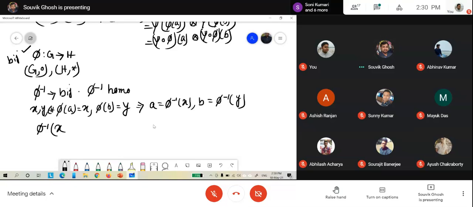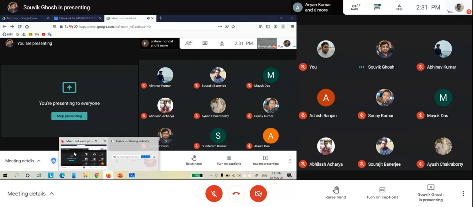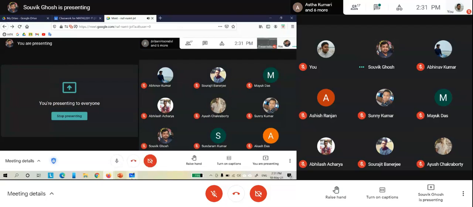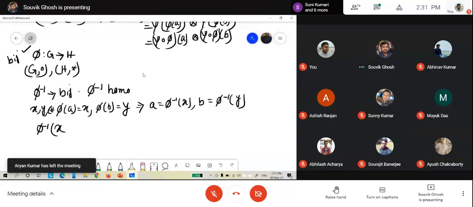Where x and y, from which set are we assuming x and y? Please answer from what is written. We are taking this x and y. Please answer.